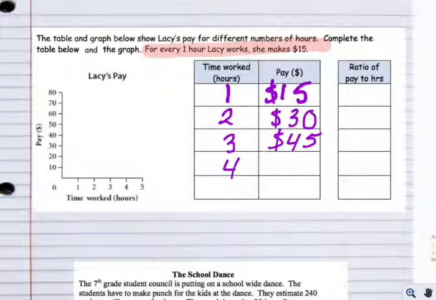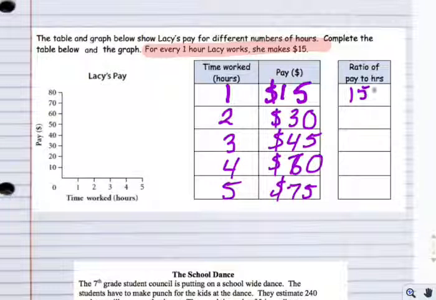If she works 4 hours, I can add $15 to her previous pay for working 3 hours, which would be $60. And then for working 5 hours, she's going to make $75. The ratio of pay to hours is comparing the amount of pay she gets to the number of hours she works. So it's kind of the reverse of our table.